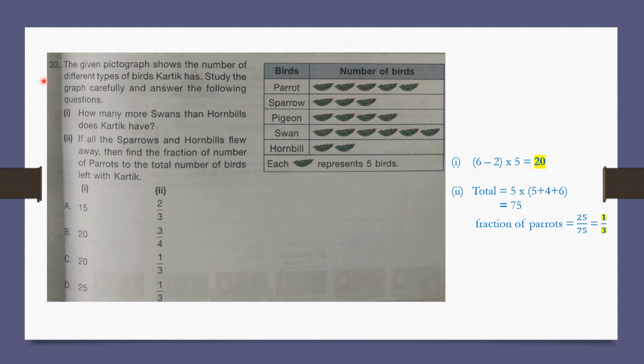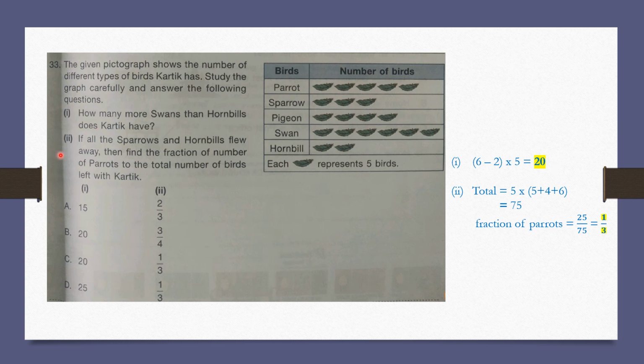Question number 33. The given pictograph shows the number of different types of birds Karthik has. Study the graph carefully and answer the following questions. So each figure represents 5 birds. Now let's see 1. How many more swans than hornbill does Karthik have? So swan are 6 and hornbill are 2. So 6 minus 2 and each represent 5. So 6 minus 2 multiplied by 5 equals 20.